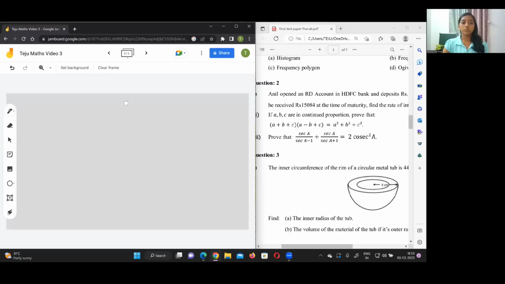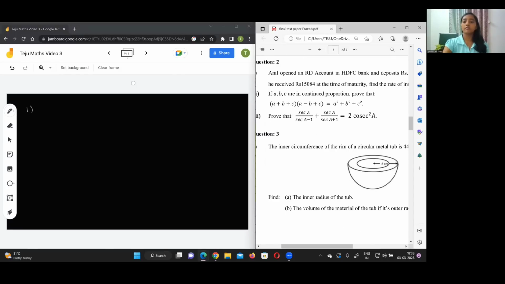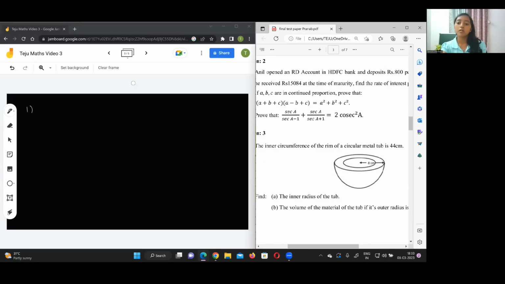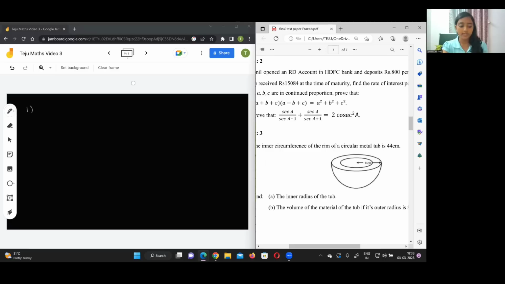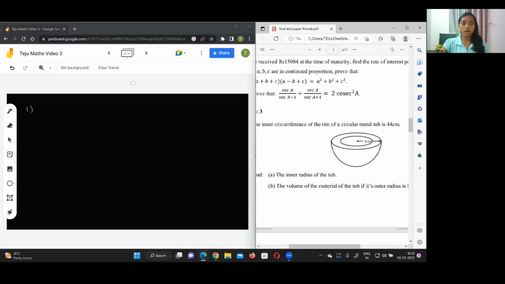Now let us go on to question 3. So question 3, what does it state? The inner circumference of the rim of a circular metal tube is 44 centimeters is what is given. And in the diagram, we come to know that the external radius is 8 centimeters. So let us consider capital R is equal to 8 centimeters. And you get 2 pi r, which is the circumference, but it's for the smaller inner one. So 2 pi small r is equal to 44 centimeters.